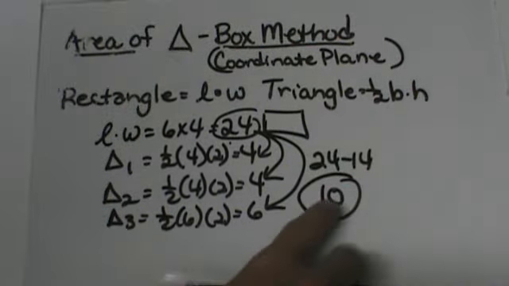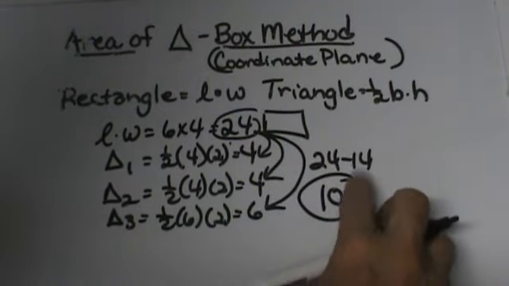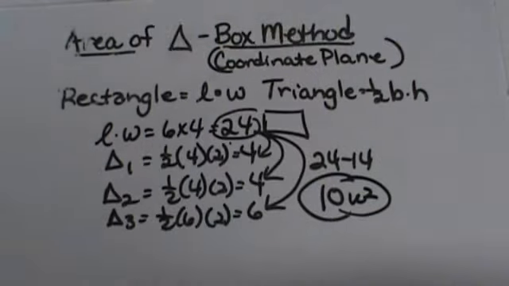And that is how you find the area of a triangle when it is in the middle of a graph and you can't easily draw an altitude and you can't easily find its base. So that's how you do it. And remember, units for area are always units squared. And that is the box method when you have a triangle graphed on the Cartesian coordinate plane.